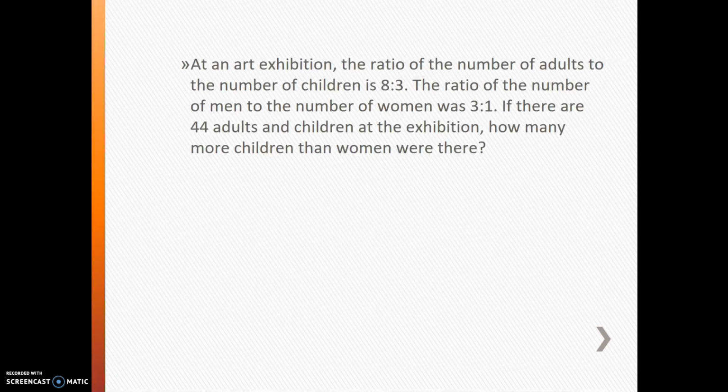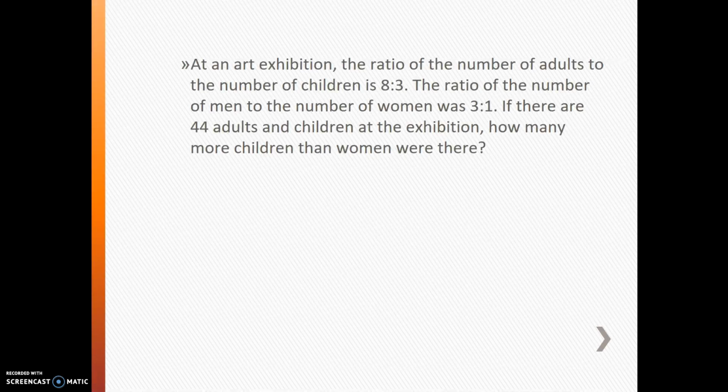Oh, I need to take a big breath because there's so much information in this word problem. All right, I'm going to plan out a strategy here. I've got the ratio of the number of adults to the number of children being 8:3. And then I've been given some information that the ratio of the number of men to the number of women was 3:1. You know what I'm noticing about this problem is that there's nothing changing. This really isn't a changing ratios problem, is it?